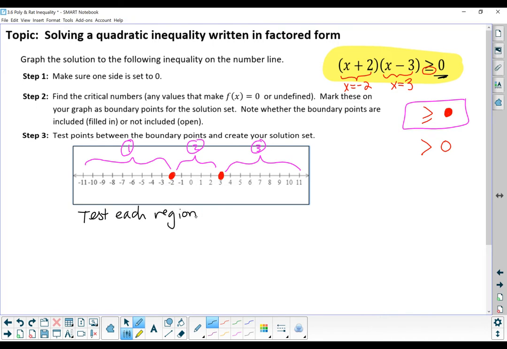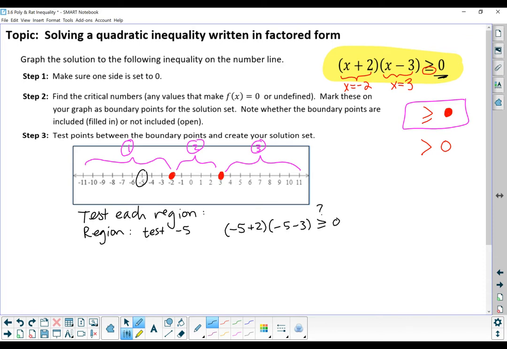And most of this you would just do, either on your calculator or just in your head, but I'm going to write it out. So to test region 1, I choose an x value. So I'm just going to choose -5. And it doesn't matter which one you choose, just somewhere in that region. So if I test -5, I just have to think about is -5 plus 2 times -5 minus 3 greater than or equal to 0?